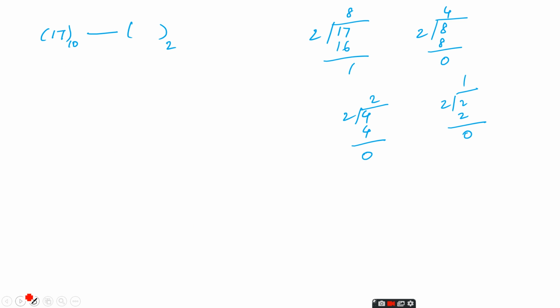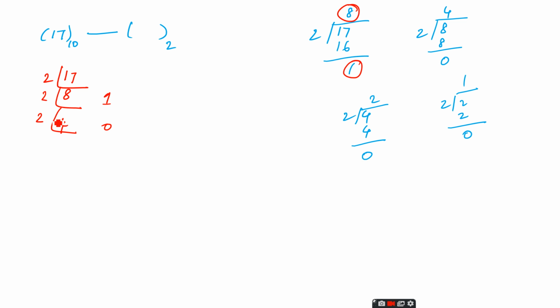Now we can try the next example, that is 17. We have to convert the decimal number 17 to a binary number. For that, we have to repeatedly divide 17 by 2. We'll write 17 divided by 2. We'll get the quotient as 8 and the remainder as 1. So we'll write the quotient 8 down here and the remainder 1 on the side. Again, we will divide 8 by 2. The quotient is 4 and the remainder is 0. We will write the 0 inside.